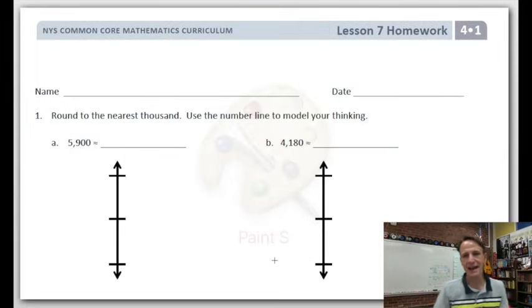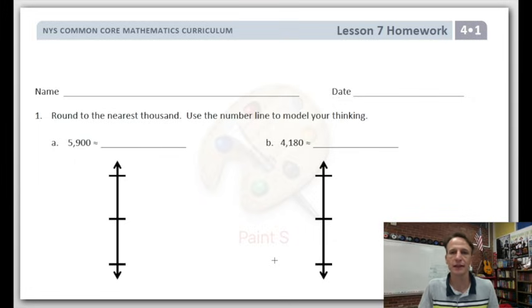It's homework time! Homework time! Lesson 7 of Module 1. Here's our homework. Let's start by writing our name up top. Always a good habit. Take the time to do that first. I'll write my name. You write yours.